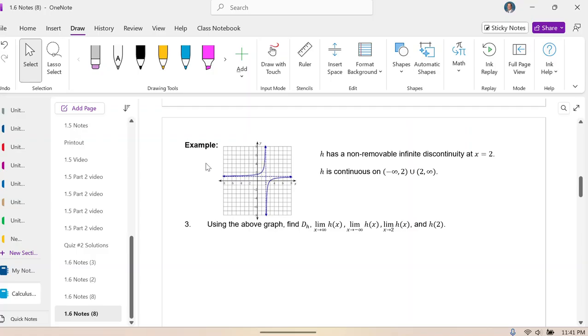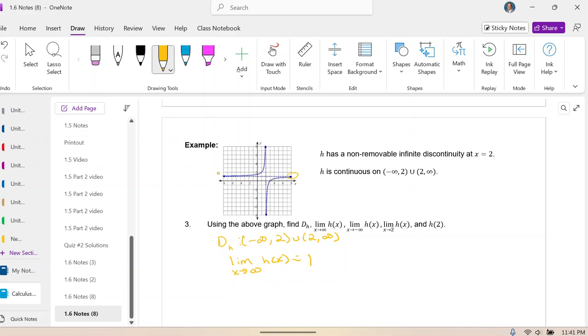The last type of discontinuity is when you have a vertical asymptote. That is an infinite discontinuity, non-removable. So the domain of h of x, well, the asymptote means that it's not in the domain, so it's negative infinity to 2, union 2 to infinity. The limit as x approaches infinity of h of x equals 1. Notice it goes towards 1 there. And negative infinity would also go to 1.